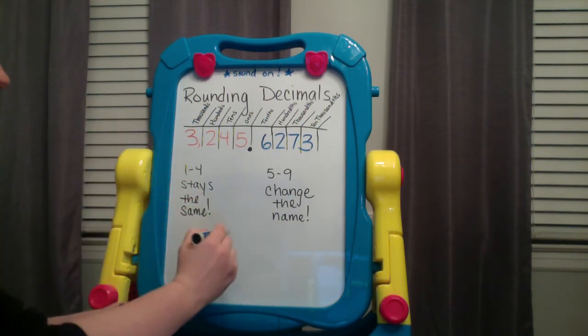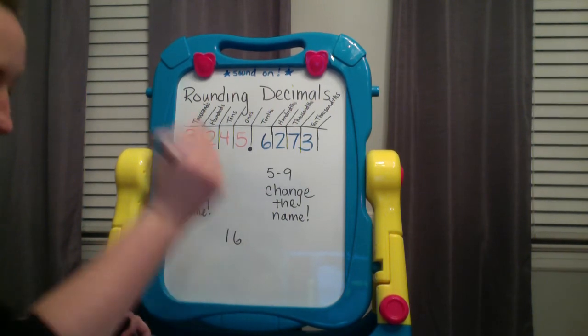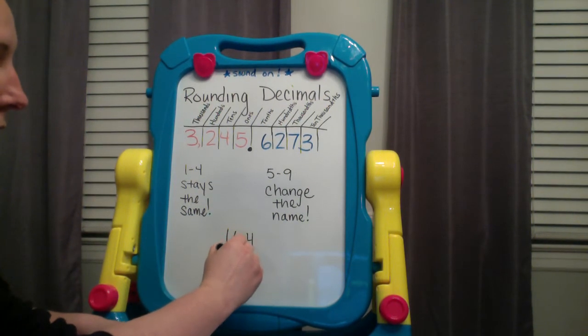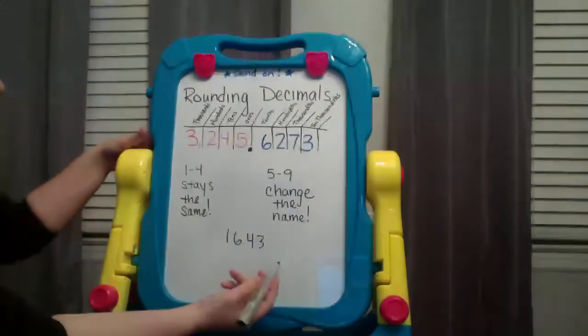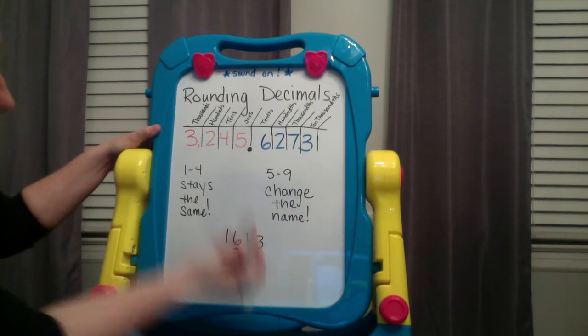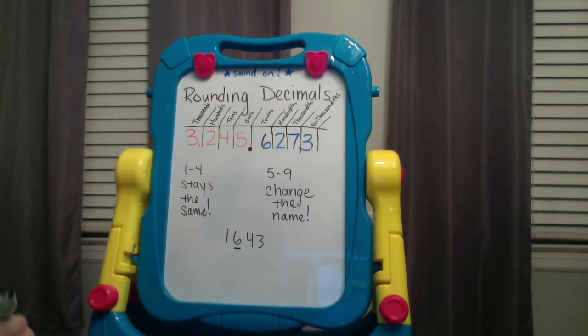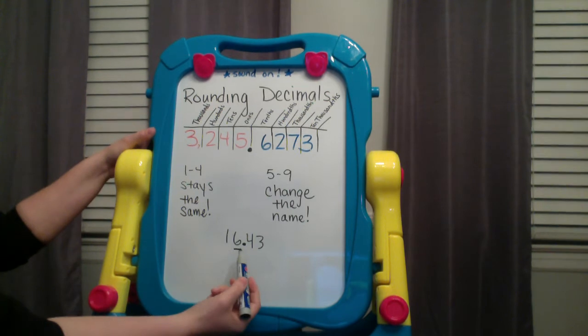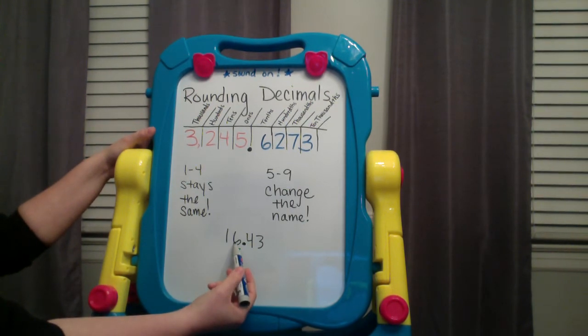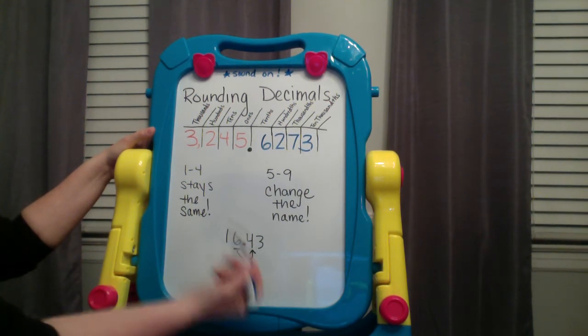If I were to look at the number 16 and 43 hundredths, I'm just going to randomly decide that I want to round to the ones place. And I'll make the decimal a little easier to see. There we go. So if I want to round to the ones place, this is the number that I have to decide what to do with. However, the thing that tells me what to do is the number right behind it.